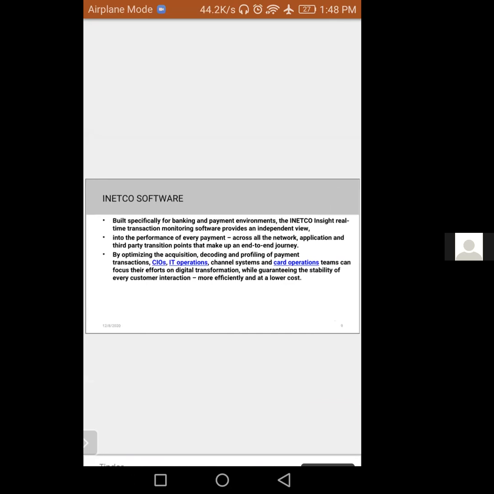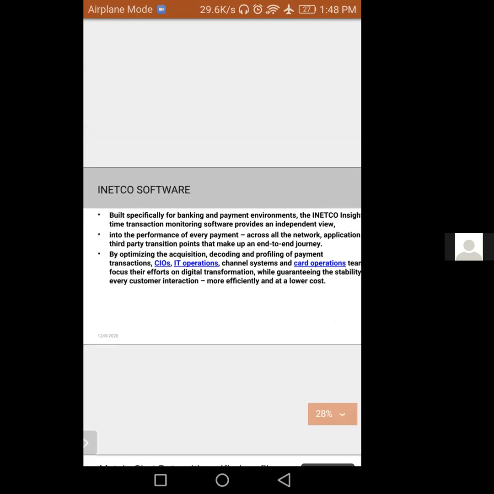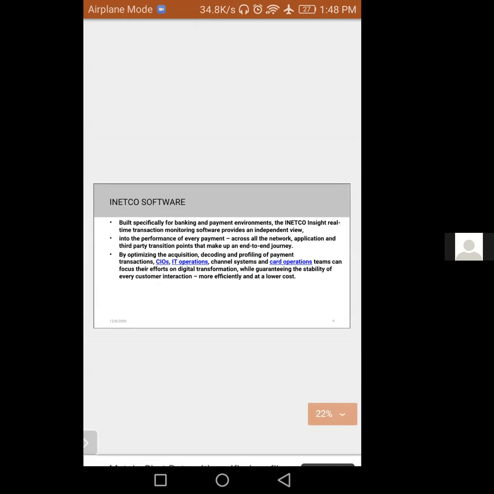And then we have Inetco software. Inetco software is built especially for banking and payment environments. Inetco Insight provides real-time transaction monitoring. The software provides an independent view into the performance of every payment across all the network, application, and third-party transaction points that make up an end-to-end journey. By optimizing the acquiring, decoding, and profiling of payment transactions, IT operations, channel systems, and card operations teams can focus their efforts on digital transformation while guaranteeing the stability of every customer interaction more efficiently and at a lower cost.